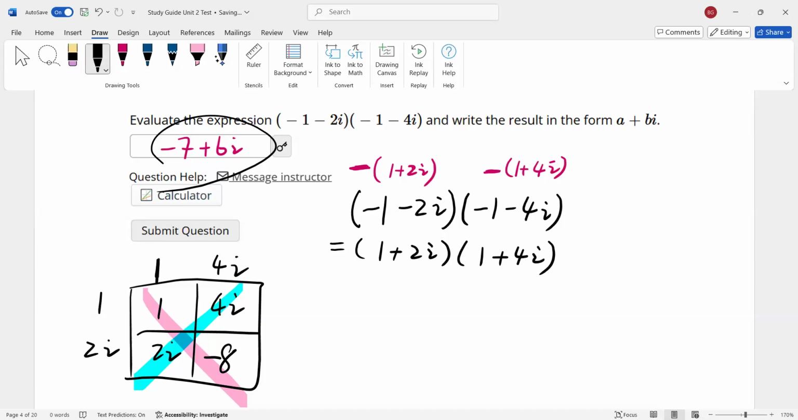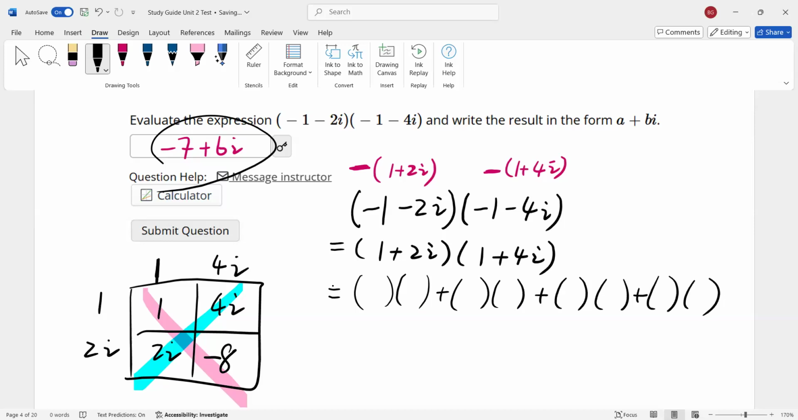Or we can use FOIL if you like. But be careful when you use FOIL. I always set up the structure first. Two parentheses, 4 sets. Add the 4 sets together.